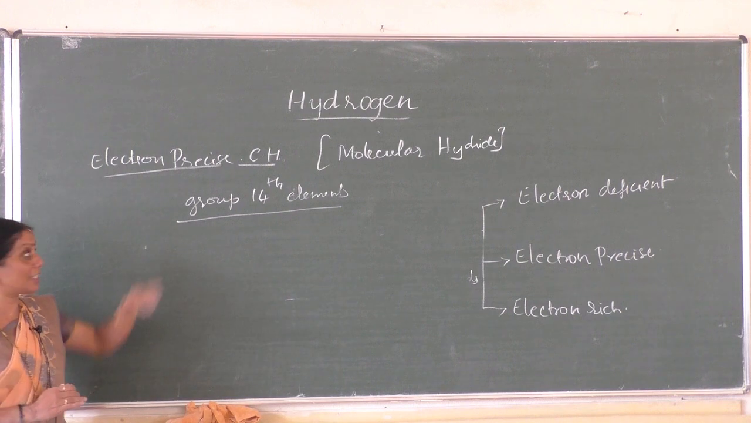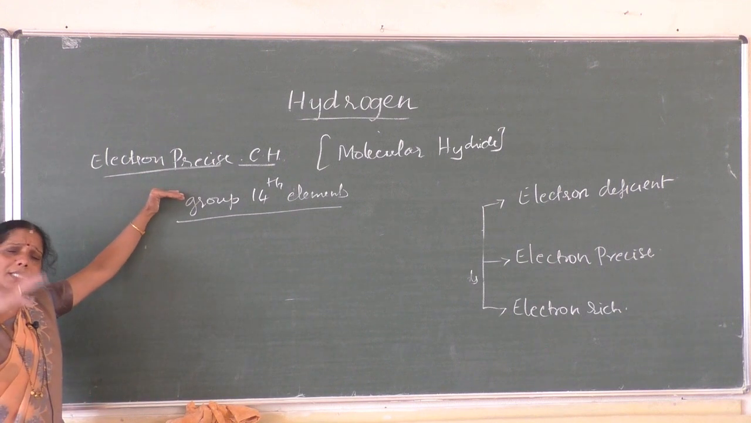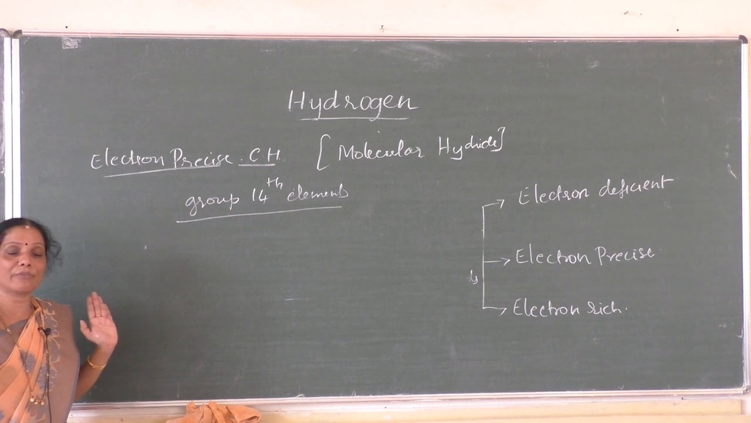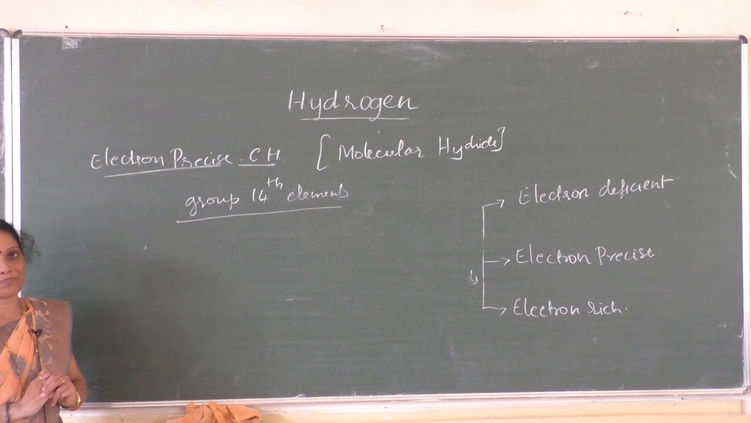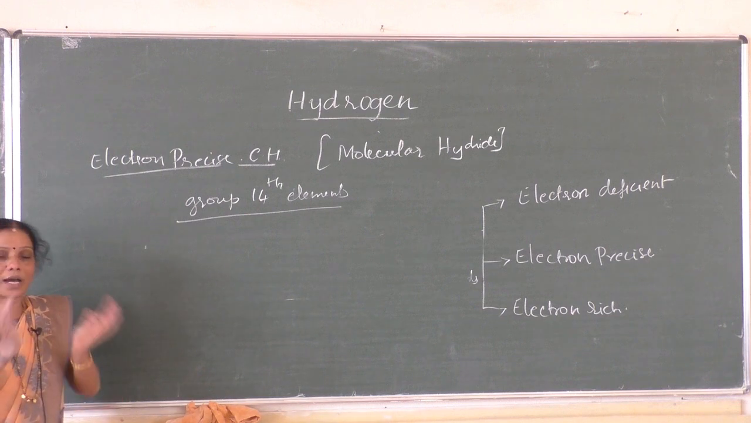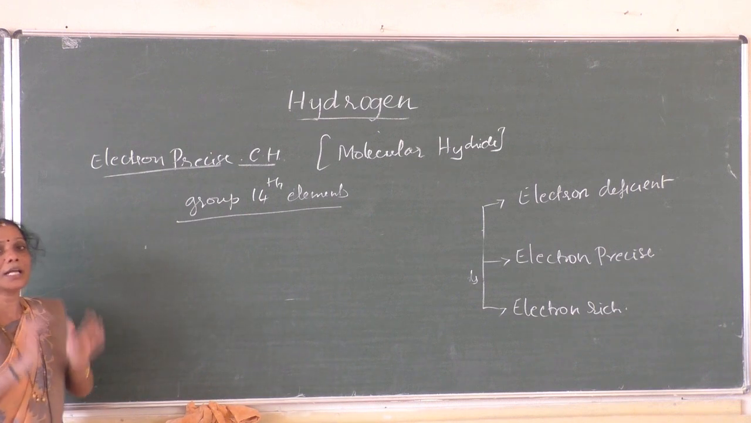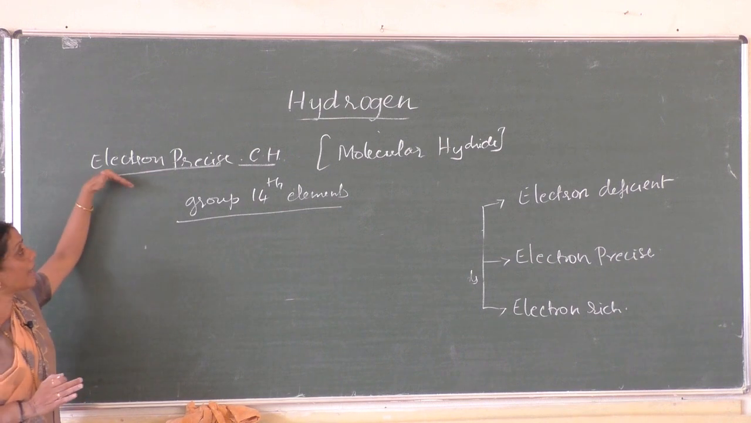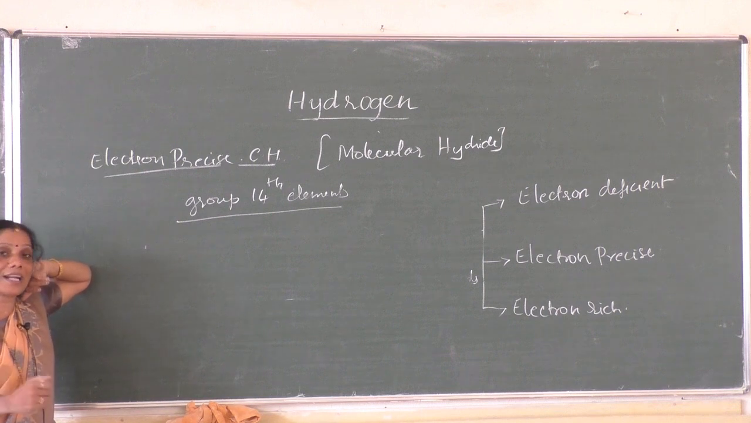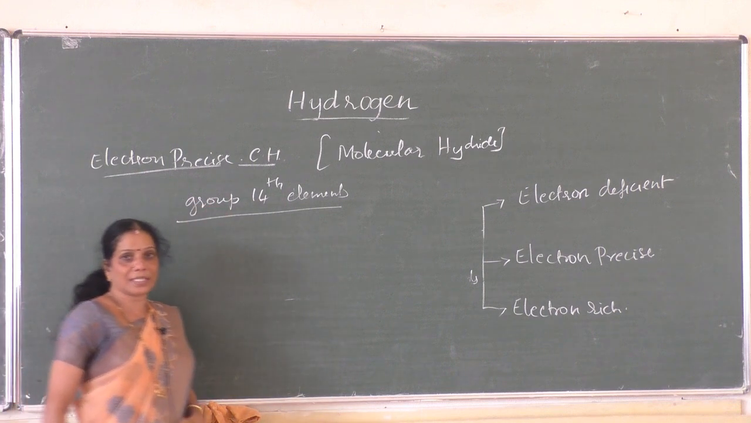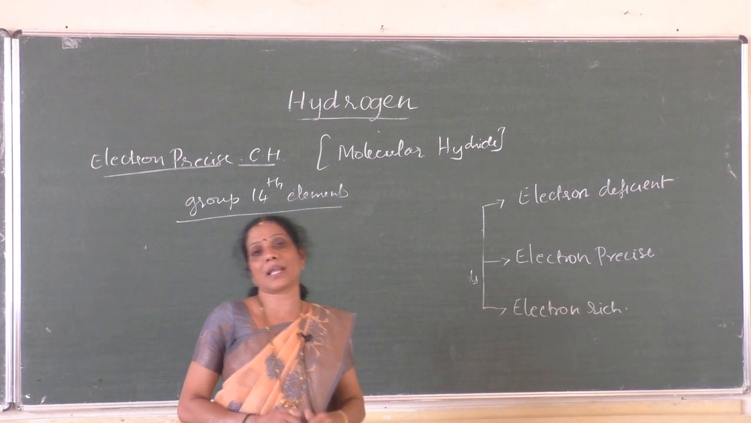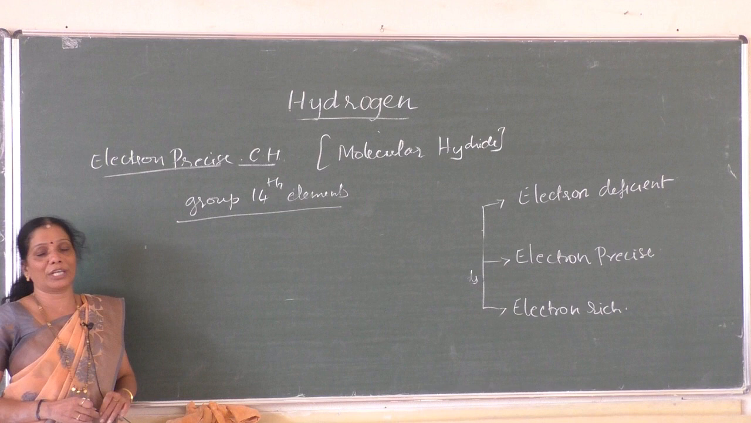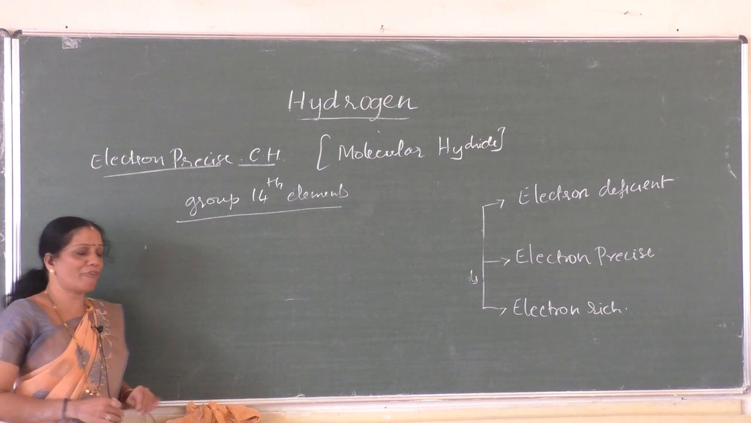precise covalent hydrides. Precise means these hydrides contain the required number of electrons. They are in which state? Highly stable state. Understood? Whatever electrons are required to reach the highly stable state, those number of electrons are present in these hydrides. Therefore, they are called what? Electron precise hydrides. Group 14 elements are also called the carbon family. That means all the elements belonging to group 14 are members of the carbon family.